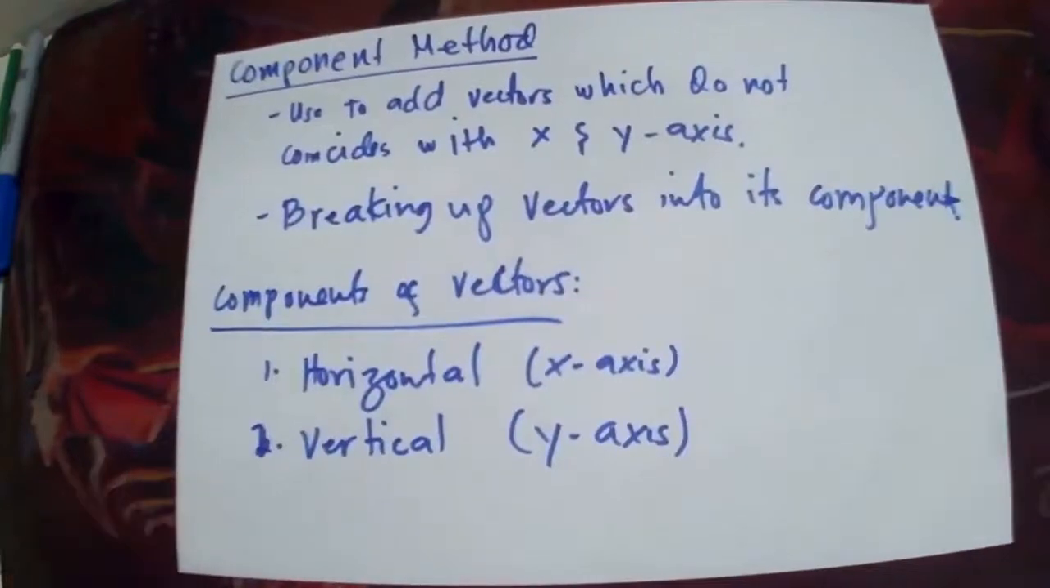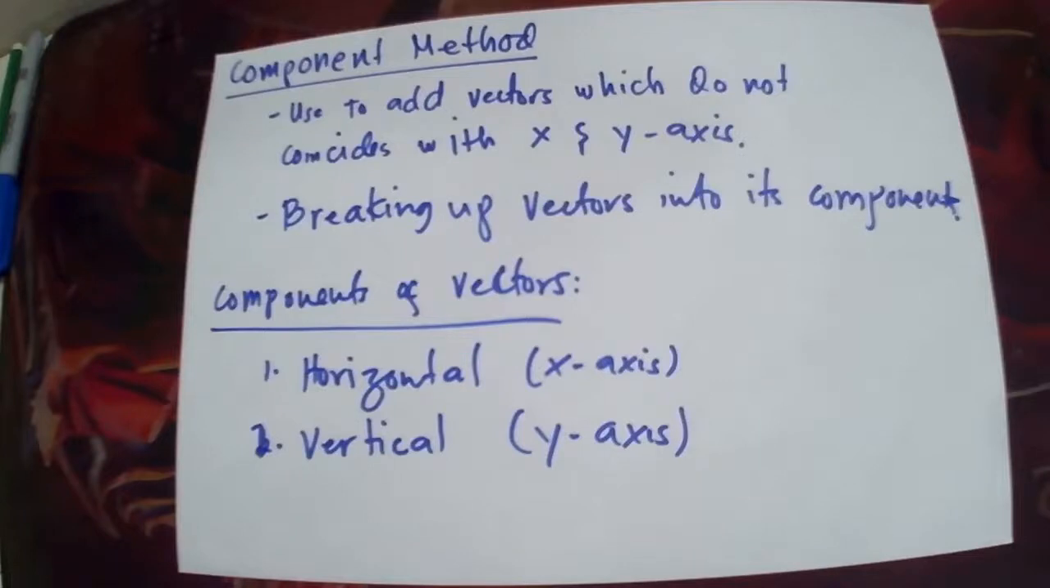To begin, let's define what the component method is. Anyway, class, the component method is widely used in trying to extract vectors which do not coincide with the x and y axis. Meaning to say, if we have two or more vectors in our Cartesian plane, we're going to break up these vectors into their components and find the resultant vector by simply resolving those vectors into their components.